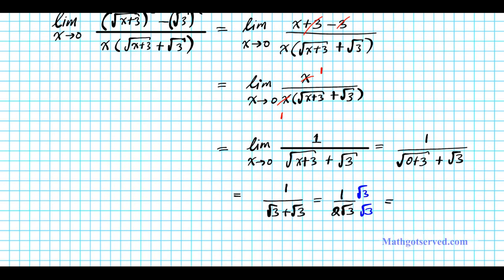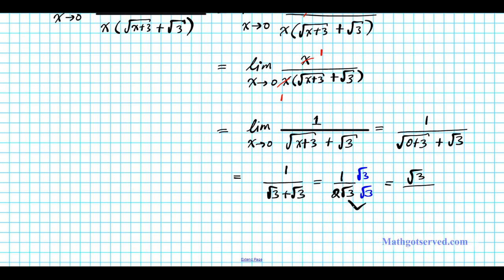And then, of course, you can rationalize the denominator by multiplying by root 3, and your final result will be square root of 3 over 2 times root 3 times root 3. What is root 3 times root 3? Root 3 times root 3 is the square root of the product of the radicands, so it's root 9, which is just 3. So 2 times 3 is 6. So there goes your final answer, root 3 over 6.